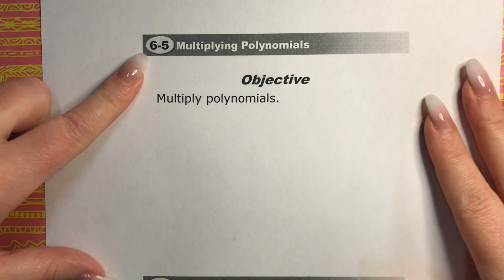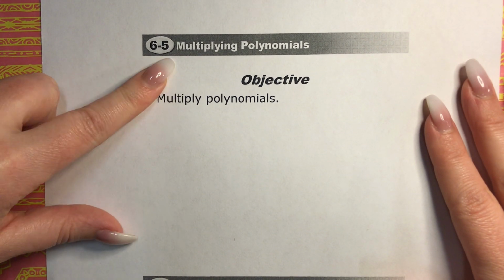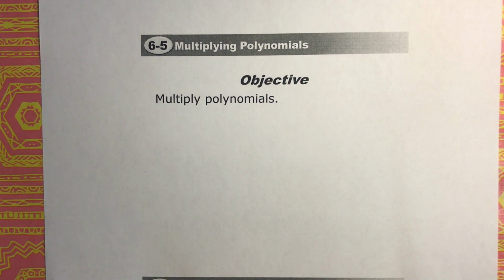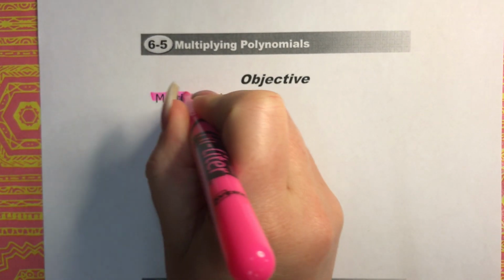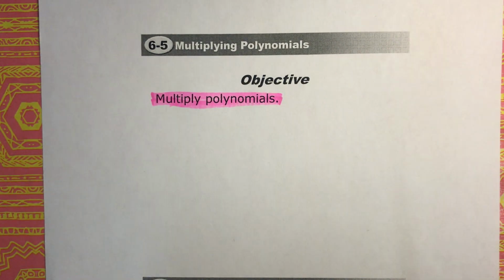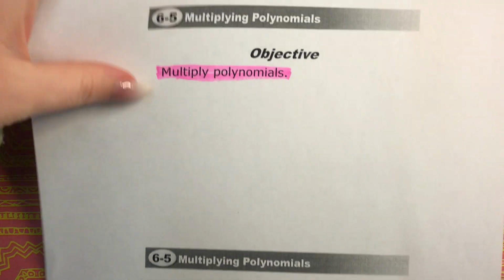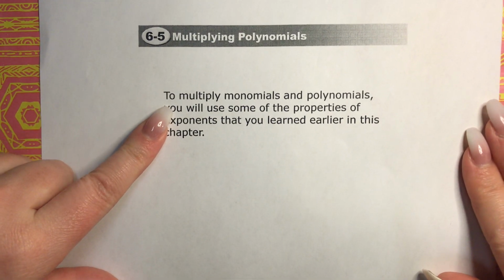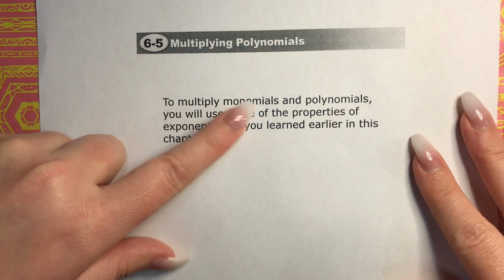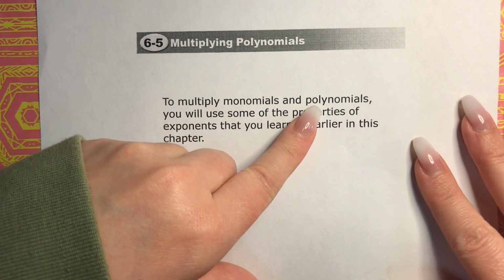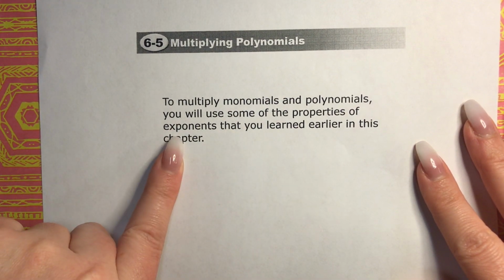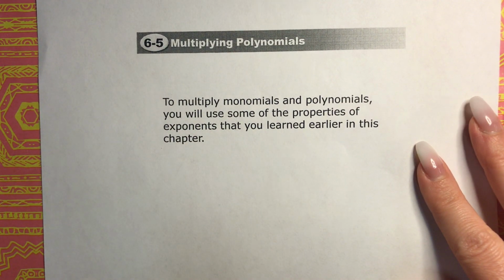All right, welcome back for Chapter 6, Lesson 5. We're going to be multiplying polynomials. So the objective is to multiply polynomials. That's it. To multiply monomials, mono means one, so it's one term, and poly means many, so many terms, you will use some of the properties of exponents that you learned earlier in this chapter.